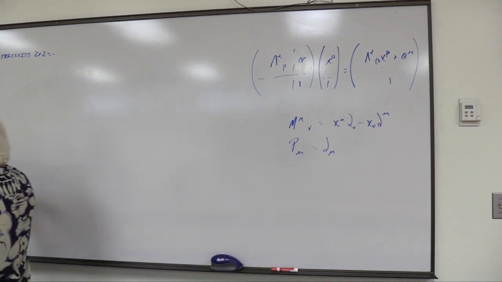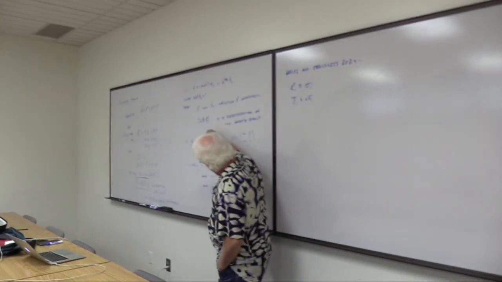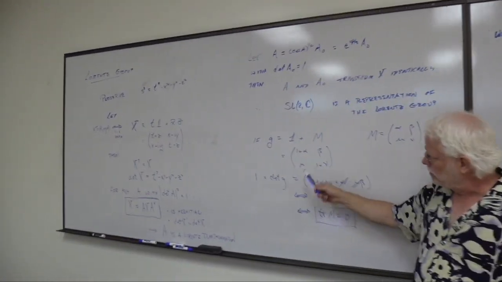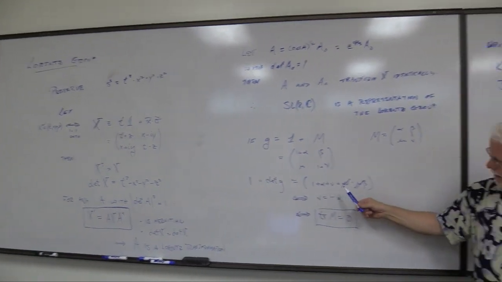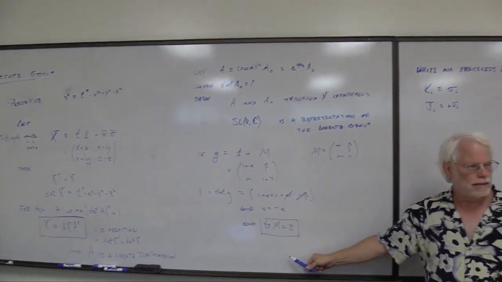So we were finding the infinitesimal generators. An infinitesimal transformation will take this form, 1 plus alpha, 1 plus nu, mu and beta. If I take the determinant of that and require it to be 1, then I cancel the quadratic terms and see that it has to be traceless.